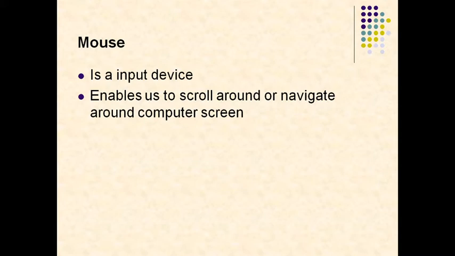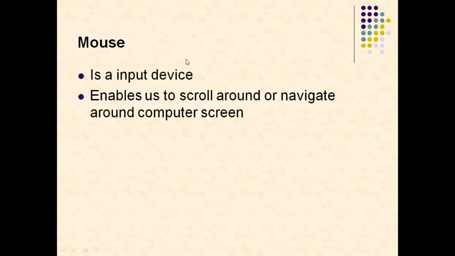Okay, students. There will be an arrow which is recognized as the mouse pointer. It is a pointer which shows the existence of the mouse on the screen, through which we can scroll around or navigate around the computer screen. Now here you can see this is a mouse pointer. See, I'm using a mouse pointer here. This is an arrow which is nothing but a mouse pointer.